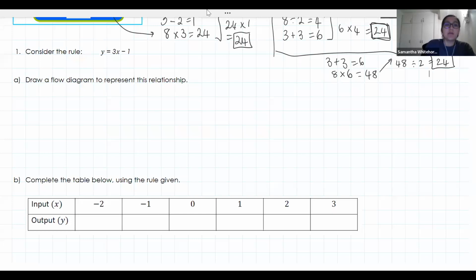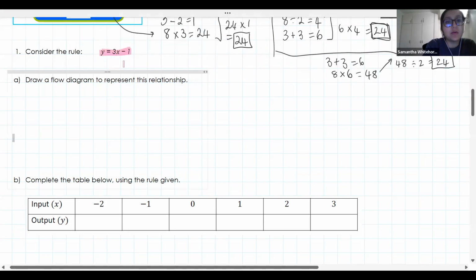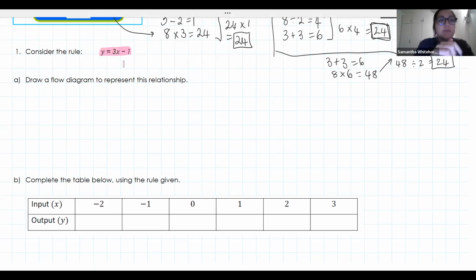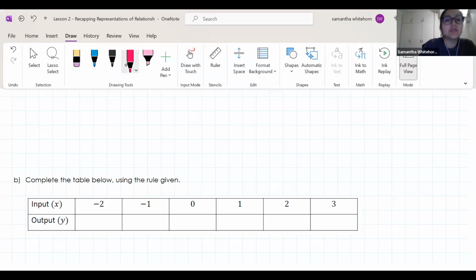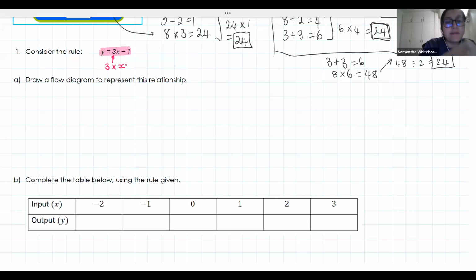Right, so this first rule that we have here is given to you at the top, and it says consider the rule y is equal to 3x minus 1. Okay, so that's the rule we're working with for the specific question. If we just break down what that means, please remember that a coefficient to a variable, so this 3 in front of the x, is telling me that I'm saying 3 times x. A coefficient implies a product. We are timesing. So this rule is telling me to times the input by 3 and subtract 1.